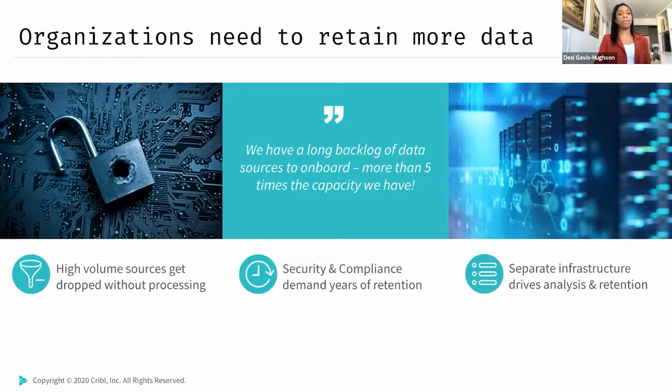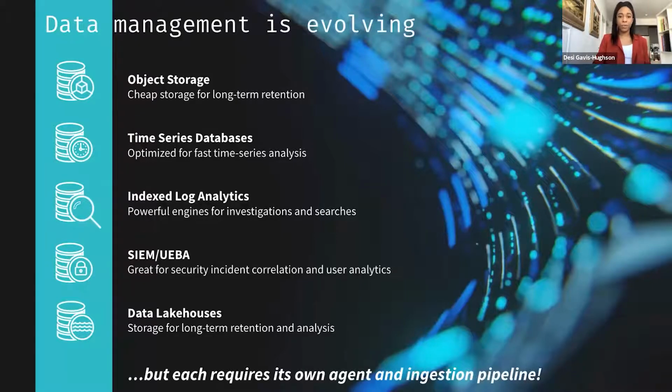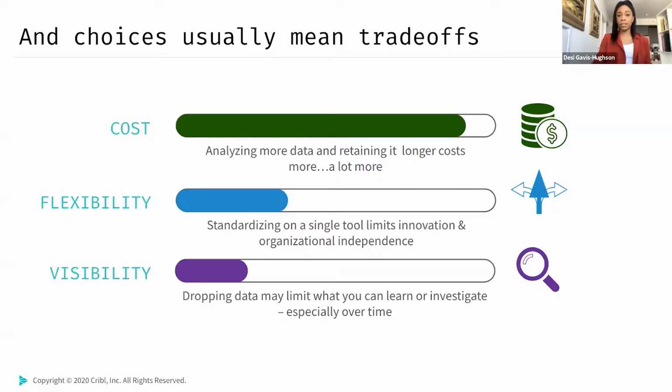Lastly, systems are optimized to handle data analysis and retention separately. So what that means is you often end up using many different tools to retain and analyze all of your machine data. And adding each one of those tools is also going to add complexity. It's also going to add hidden costs. Like I mentioned before, environments are getting super complex. You have your object storage, your time series databases, your data lakehouses, and each of those have their own agents and their own ingestion pipelines. It gets tough to manage it all, and it really forces enterprises to make hard choices about which data to send to where. And those choices typically mean trade-offs.